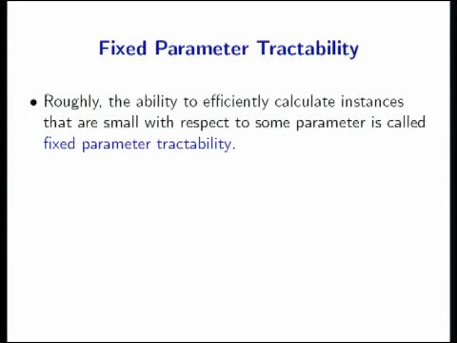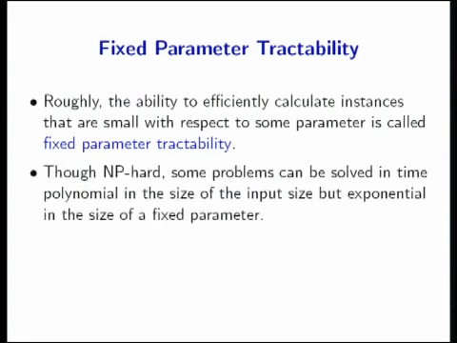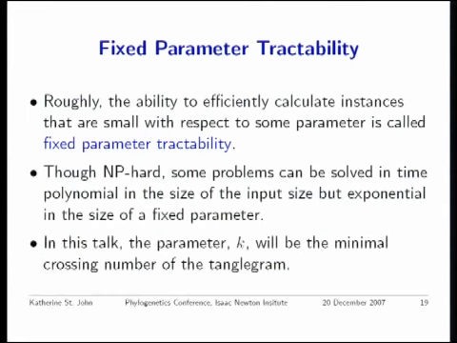Let me just say what fixed parameter tractability is, since that's not the most normal thing for people to talk about. Roughly, the ability to efficiently calculate instances that are small with respect to some parameters is called fixed parameter tractable. So it's an NP-hard problem where if you want to do some cases, they're really easy. If you want to do other cases, they might be really hard. Okay? So there are some NP-hard problems that you can do this with. And the size of the input isn't what affects the running time. It's the size of some fixed parameter. So in this case, our parameter k will be the minimal number of crossings of the tanglegram.